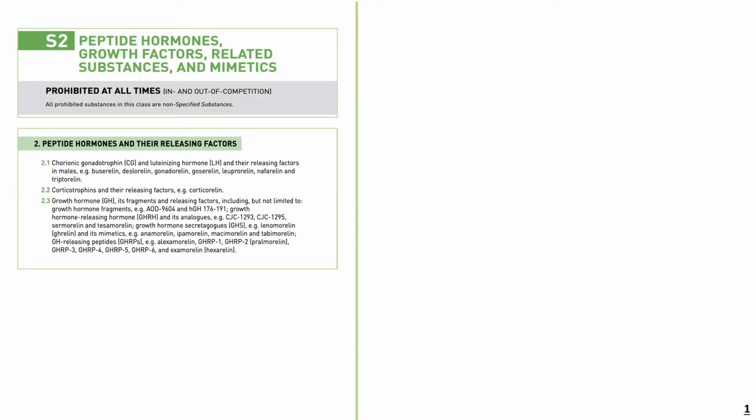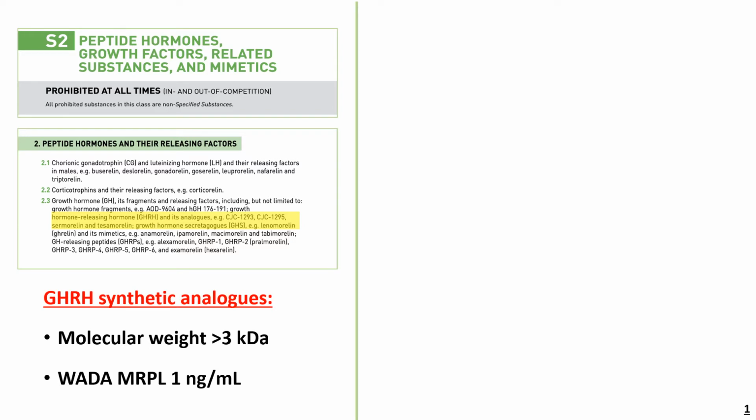Growth hormone-releasing hormone synthetic analogues are prohibited in sport in and out of competition under S2 category of the WADA Prohibited list. In this project, we are not looking at small molecules or small peptides, but we are looking at GHRH synthetic analogues that are greater than 3 kilodaltons. And WADA requires their detection in biological matrices, typically from 1 ml of urine at relatively small concentration of 1 nanogram per ml, which is the WADA minimum required performance levels.